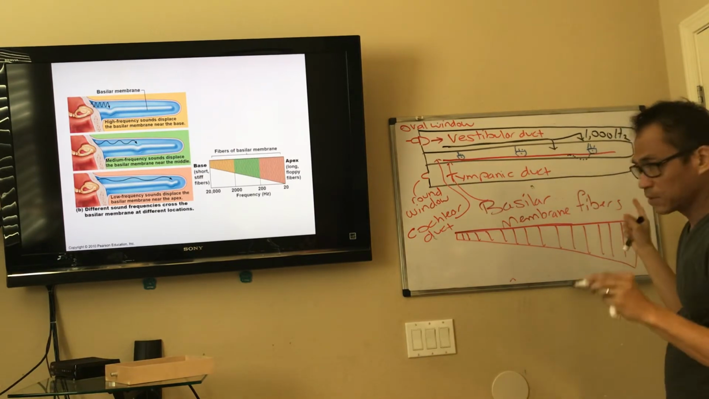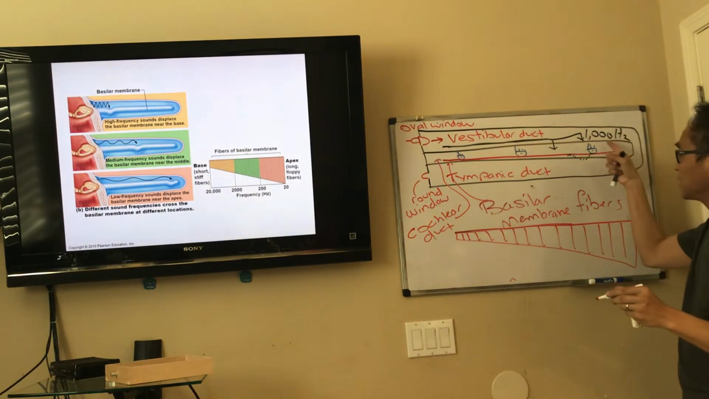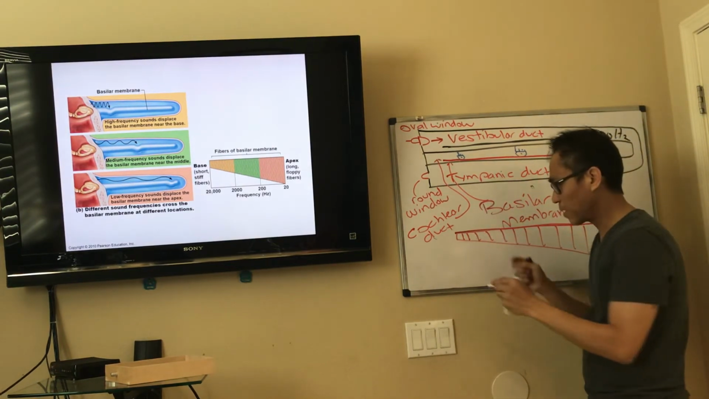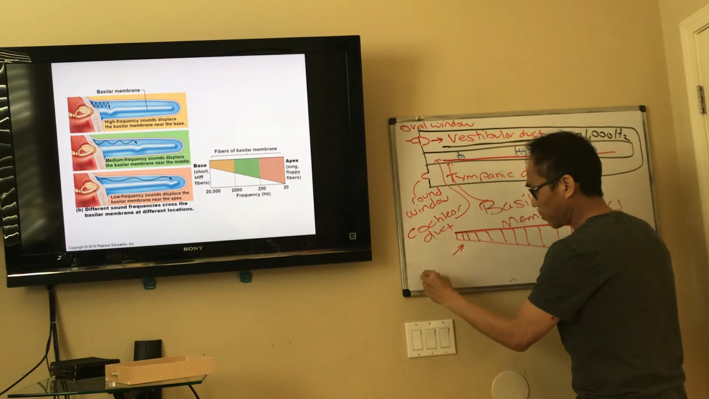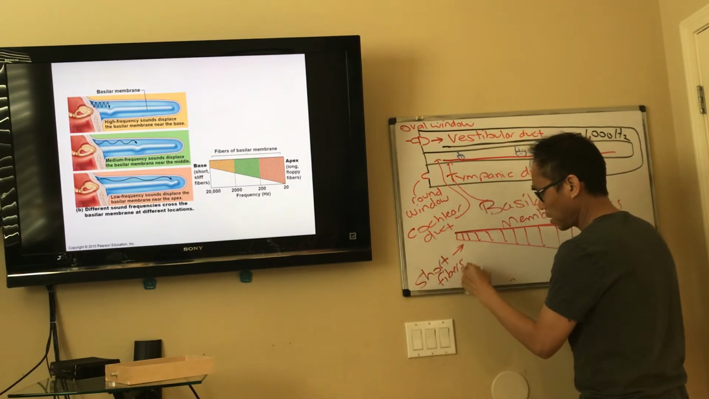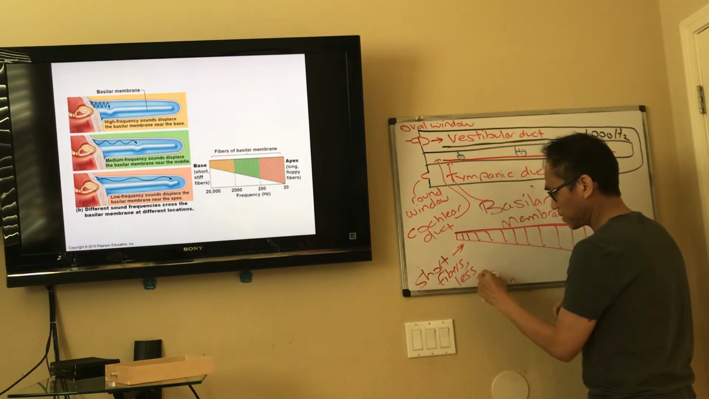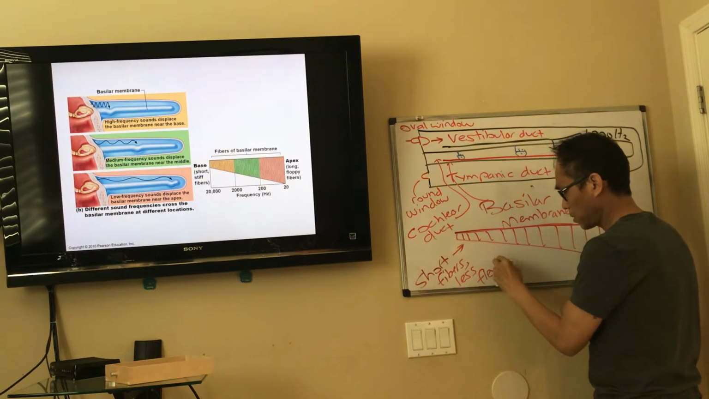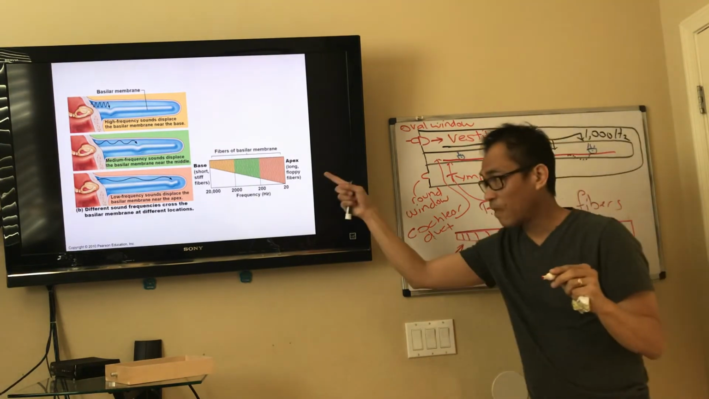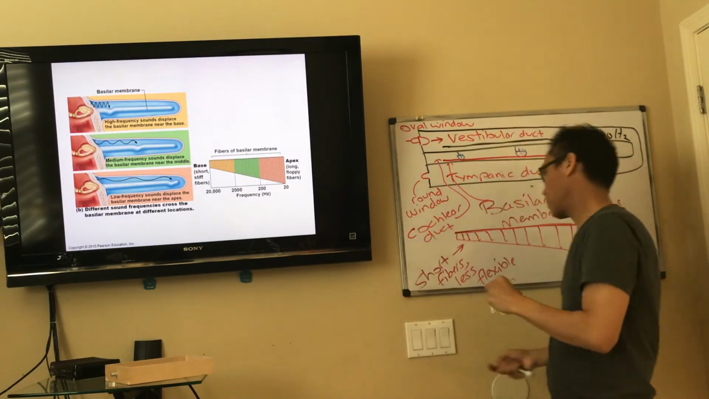Longer fibers, more flexible, easier to deflect. Shorter fibers, stiffer, less flexible. So short fibers, less flexible. Longer fibers, long floppy fibers, more flexible.